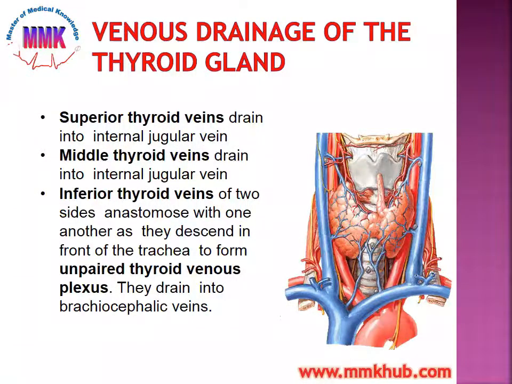Venous drainage of the thyroid gland. Thyroid gland is drained by the superior thyroid vein, middle thyroid vein, and the inferior thyroid vein. Superior thyroid vein drains into the internal jugular vein. Middle thyroid vein drains into the internal jugular vein, while the inferior thyroid veins of the two sides anastomose with one another as they descend in front of the trachea to form the unpaired thyroid venous plexus, and this thyroid venous plexus then drains into the brachiocephalic veins.